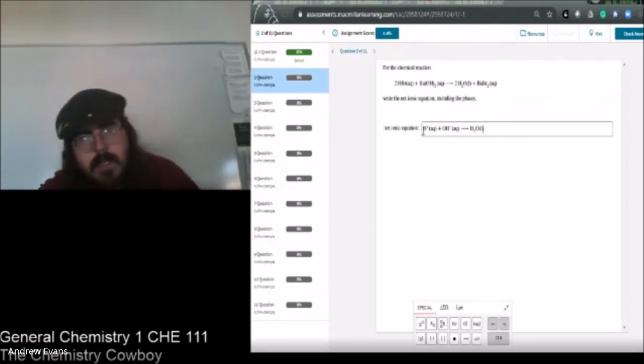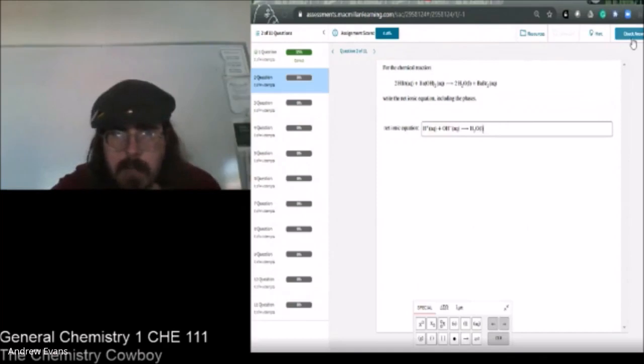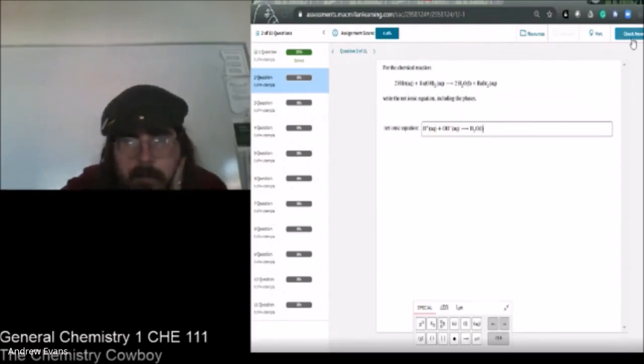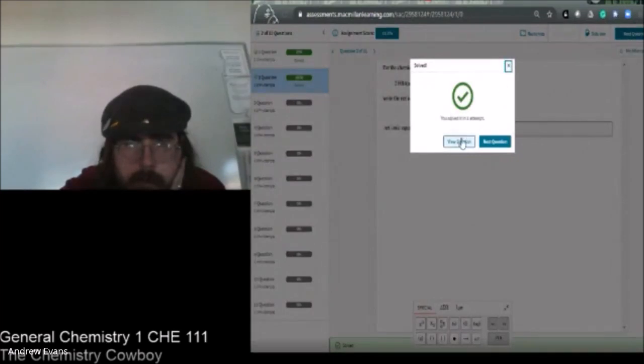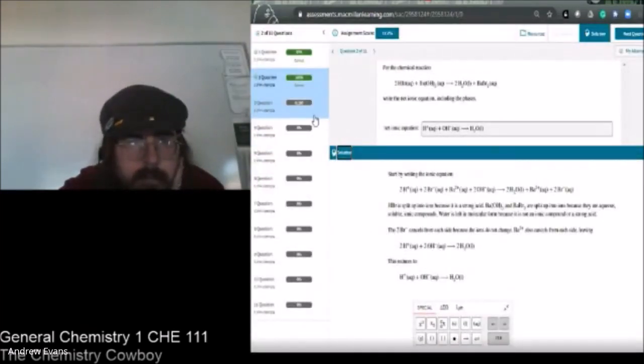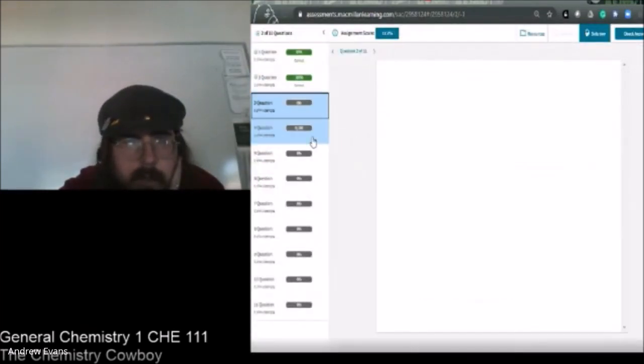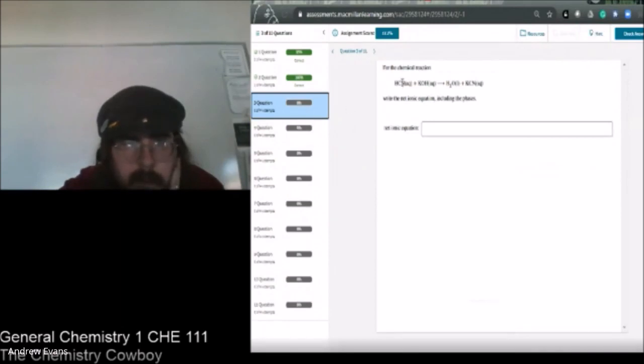Yes, it should be 2, 2, and 2, but we can simplify that and divide everything by 2 and get 1, 1, and 1. So I don't need to view the solution. I got it. Now this one is a tricky one, and that's why I gave this one on the problem.